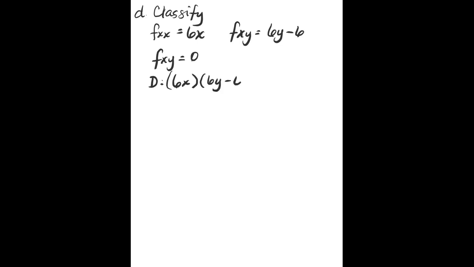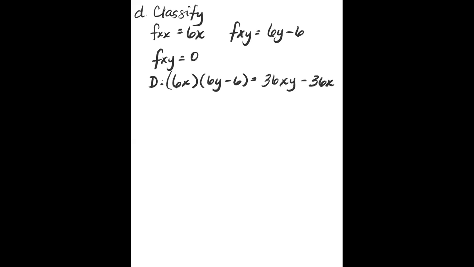fxx of 3x squared minus 3 gives me 6x. fyy gives me 6y minus 6. And fxy gives me 0. So my discriminant is 6x times 6y minus 6, which gives me 36xy minus 36x. It's not a number, so I'm going to have to worry about plugging all these coordinates in.